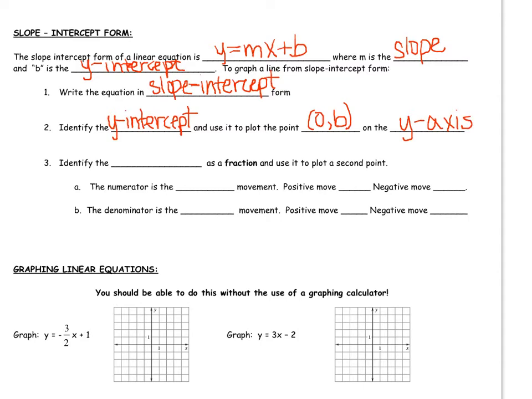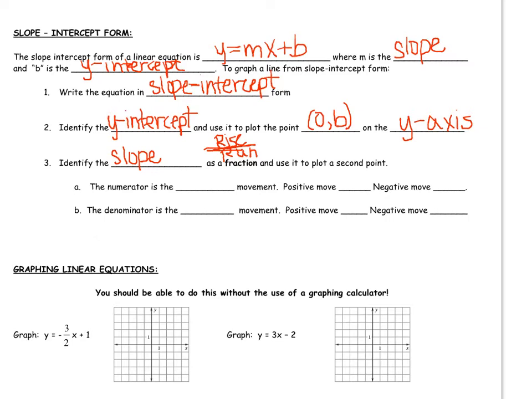The third thing we do, we identify the slope as a fraction, and we do that as a fraction, because remember, rise over run. So this is why I like fractions, because we'll use it a lot in slope-intercept form. So we write it as a fraction and use it to plot a second point.